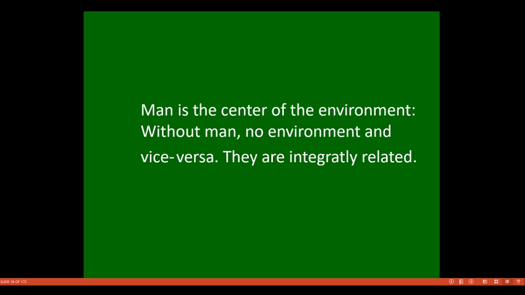So this is a quotation: man is the center of the environment. Without man, no environment, and without environment, no man. That means man and environment are integrally interrelated. So these are the two sides of a coin, man and environment.